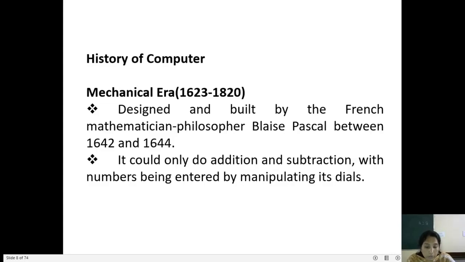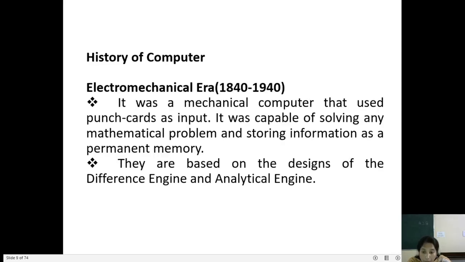Charles Babbage introduced the basic concept of what we call a computer, so we call him the father of our computer. Okay. And when you come to the electromechanical era, it started from 1840 to 1940.